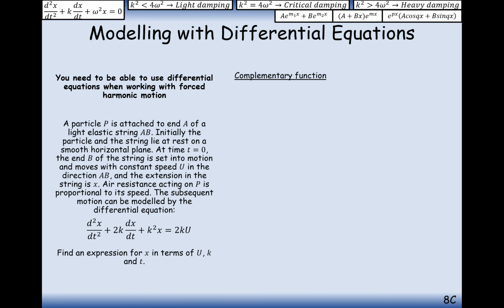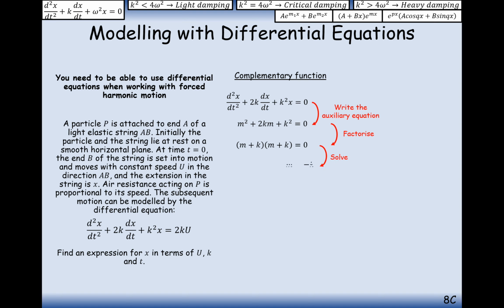Okay, so let's start getting involved with this second order differential equation here. Let's go to the auxiliary equation and then factorize it. So we're going to get a repeated root of m equals minus k. So the answer to that is now going to be x equals (a plus bt) e to the minus kt. Hopefully we're getting familiar with these three different forms of our answers now. Okay, so that's the complementary function.